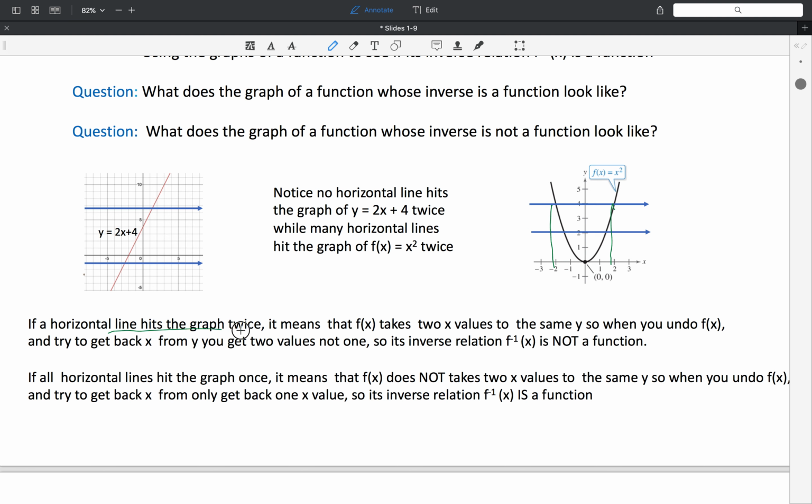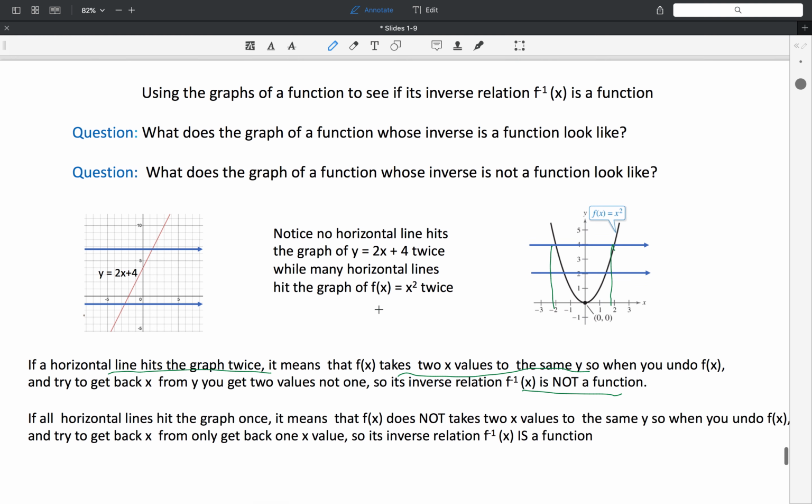If a horizontal line hits the graph twice, it means f of x takes two values to the same y. So when you undo f of x to get back x, you get two values of x, not one. So the inverse is not a function. If the horizontal line hits the graph once, as over here, it means that f of x does not take two values to the same y. So when you undo f of x and try to get back x, you only get one value. So the inverse is a function.